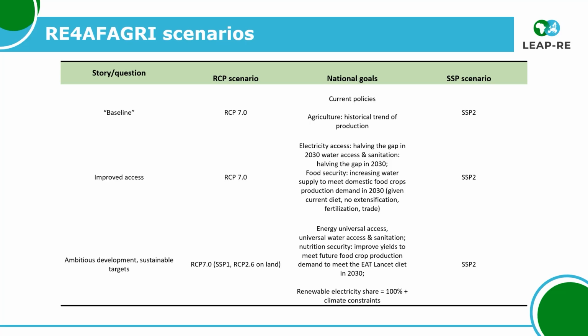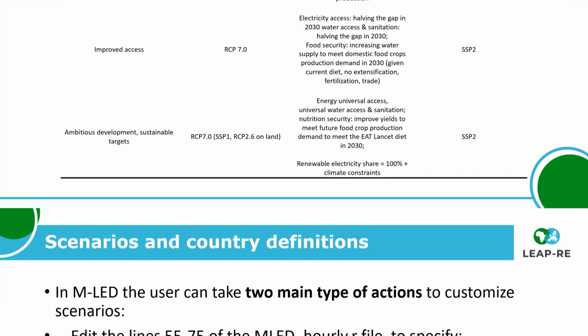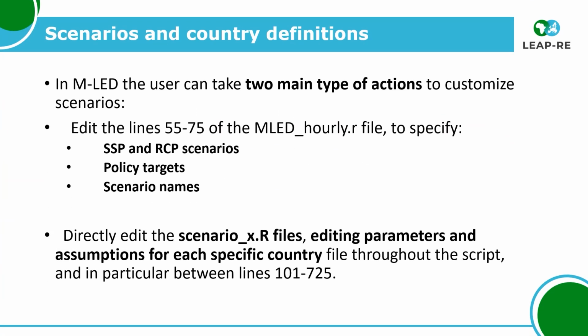They consider certain targets of, for instance, electricity access, in terms of improving nutrition security, and in terms of irrigating and crop processing a certain amount of agricultural production. They have underlying assumptions in terms of SSP, so in terms of population and economic growth, as well as RCP, so in terms of climate change mitigation and impacts. How are these scenarios defined in the MLED?